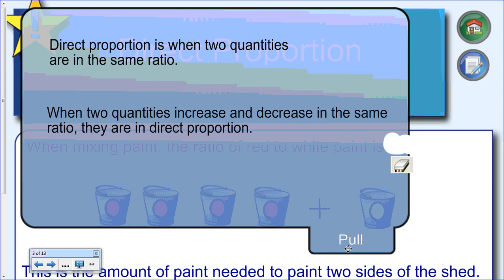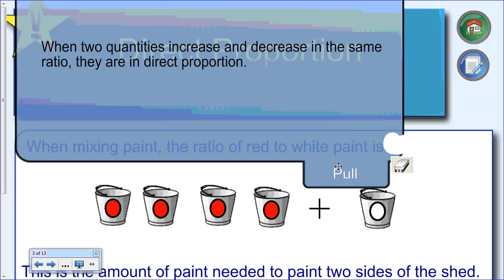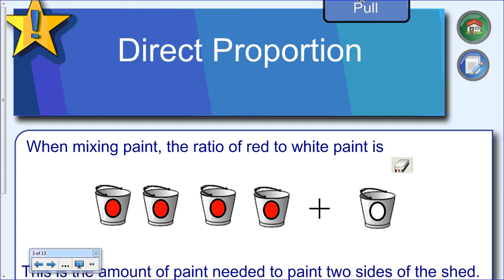So 1 cup of cake flour to 2 cups of milk for a recipe for pancakes is a 1 to 2 ratio, and that doesn't change. If you do 2 or 3 recipes, the amounts might change, but the ratios stay the same. To give an idea of that, the example given is mixing red and white paint to paint a shed. To get the color that's wanted, you needed 4 red paint buckets to 1 white paint bucket to get the color that they were looking for.